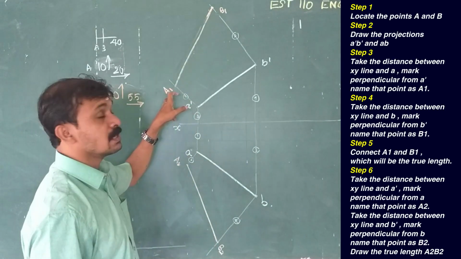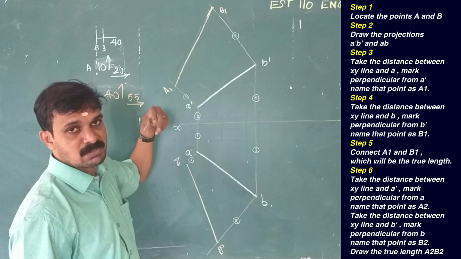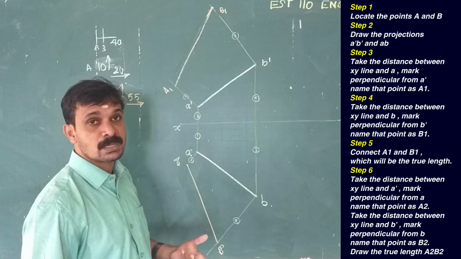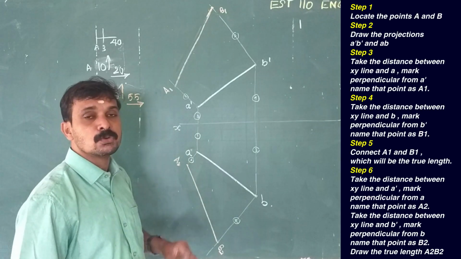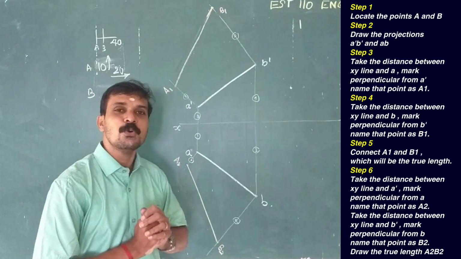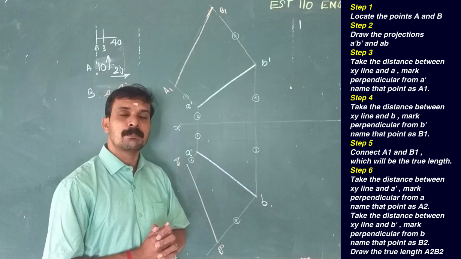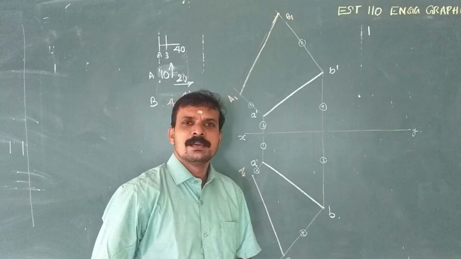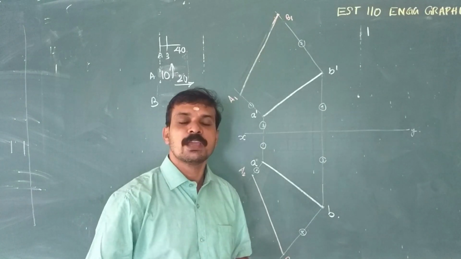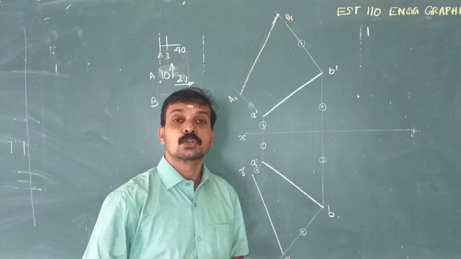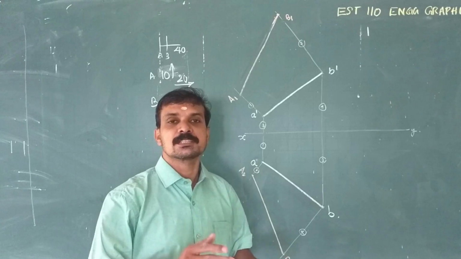This A1 B1 means it is the first true length that we have obtained. A2 B2 is the second true length. A1 B1 and A2 B2 will be equal. So now we have obtained the true length using the rotating plane method or trapezoidal method. Now we have to calculate or measure the true inclinations of the line with respect to HP and VP.